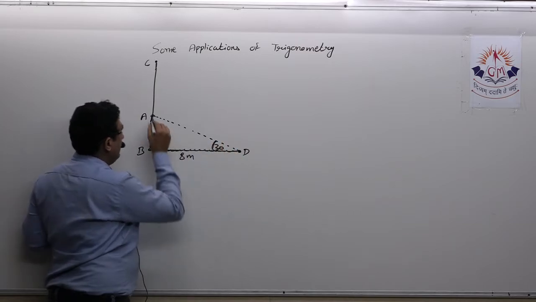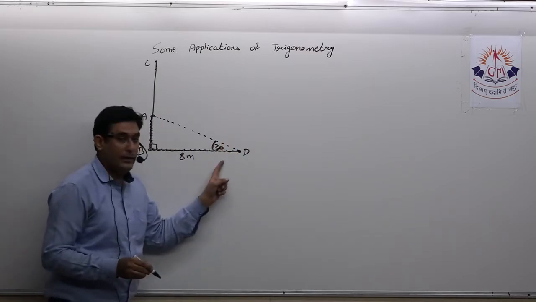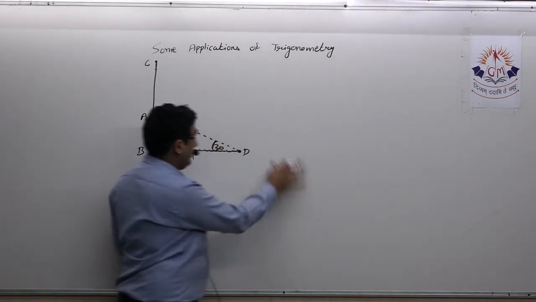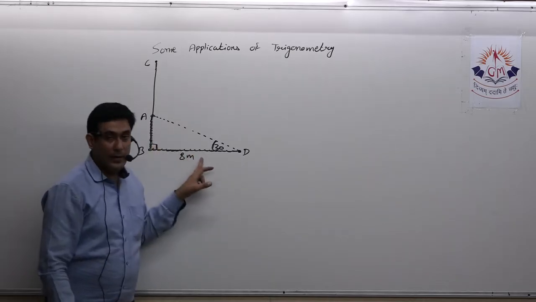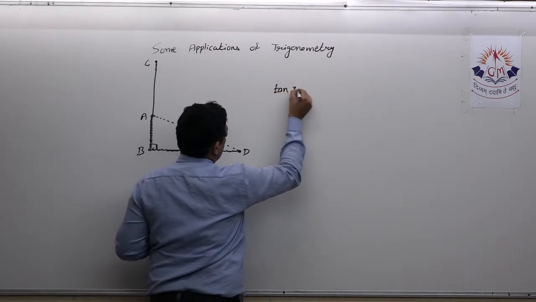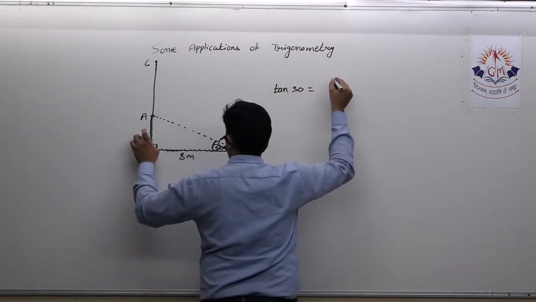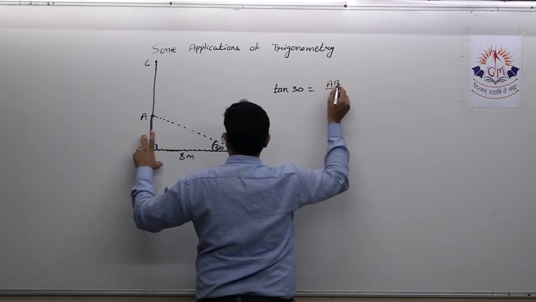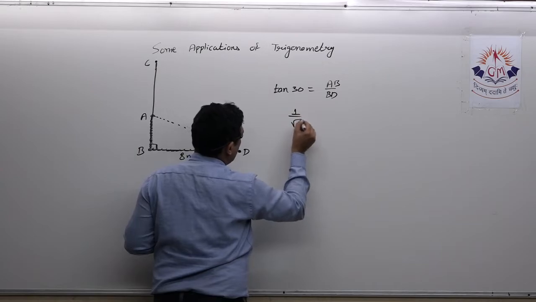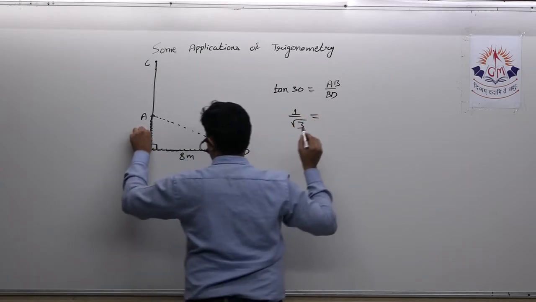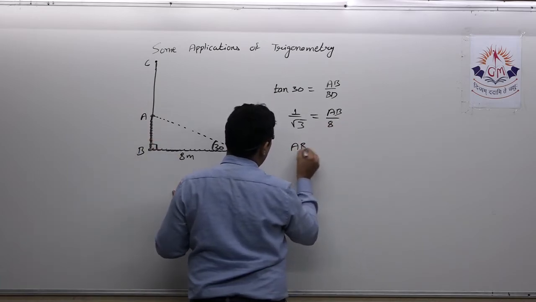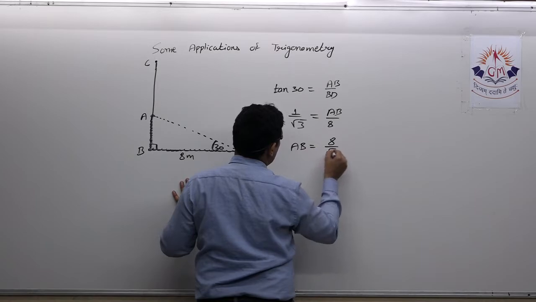So for this angle, this AB is perpendicular and this BD is base. So now I have to think which trigonometric ratio connects the perpendicular and the base. But obviously, that is tan. So I'll apply tan theta, or tan 30, that is perpendicular upon base, that is AB upon BD. Now tan 30 is 1 by root 3. AB is what I have to obtain and BD is given as 8. So this gives you AB equal to 8 upon root 3.